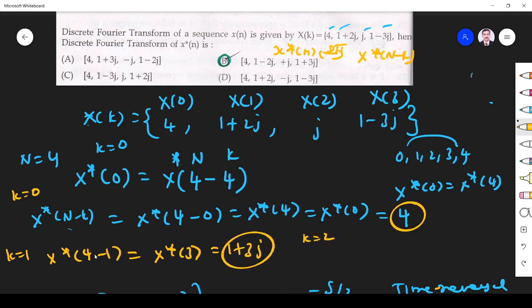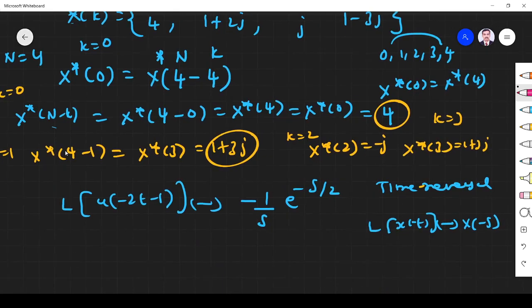Similarly, k2 means it is 4 minus 2, that is X star of 2. X of 2 is j, so X star of 2 is minus j. Next k3, because in a 4-point DFT k varies from 0, 1, 2, 3. For k3, if we substitute N minus k3, we get X star of 1. X of 1 is 1 plus 2j, so X star of 1 is 1 minus 2j. So when k0, 4. When k1, 1 plus 3j. When k2, minus j. When k3, 1 minus 2j. So option A is the right answer.